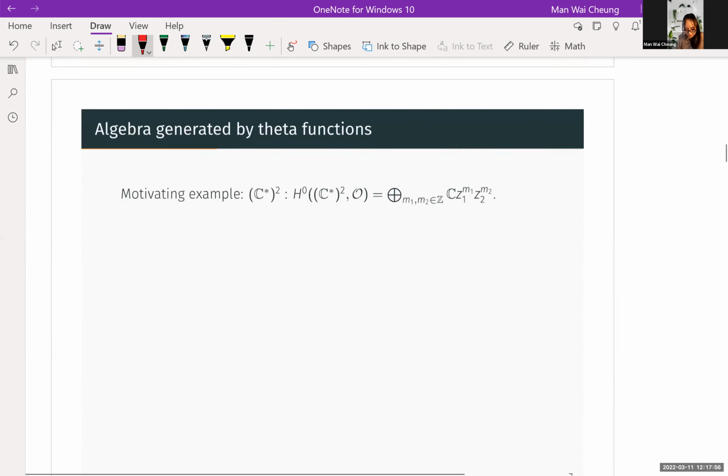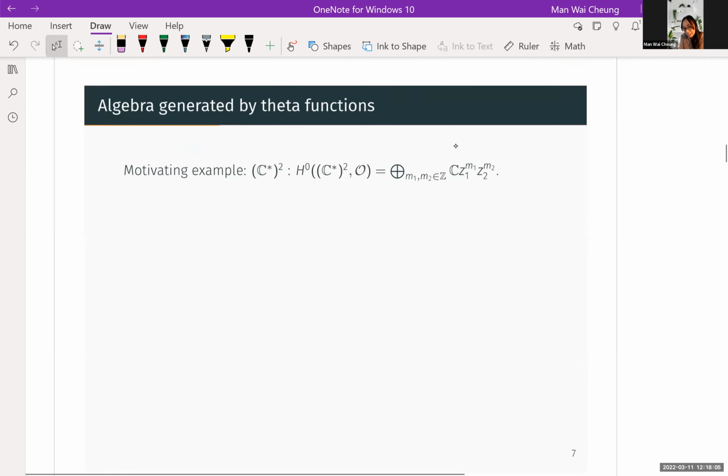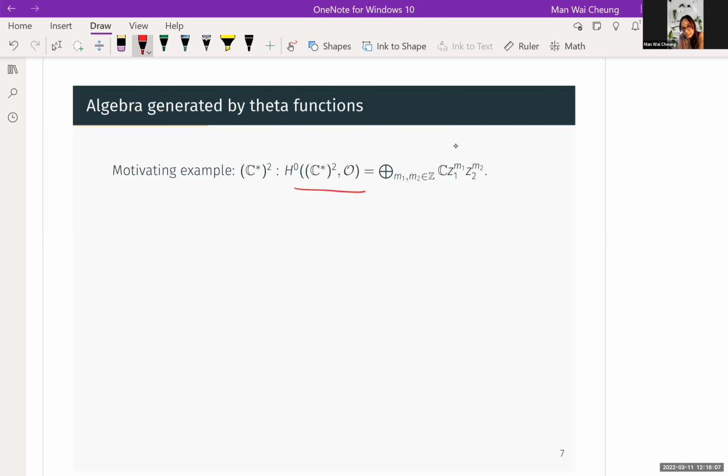So let's still go back to our running example, C star squared. Here it's not only that the functions on the 2-dimensional torus are Laurent polynomials, but when we multiply two Laurent polynomials, it is still a Laurent polynomial. That is, it can still be expressed as a linear combination of Laurent monomials. What I want to say is that this is not only a vector space, even though I wrote it as a sum, but it is also an algebra.